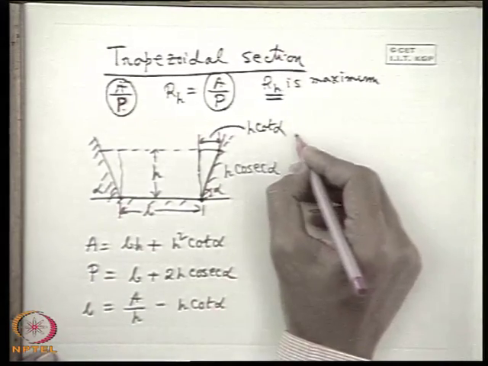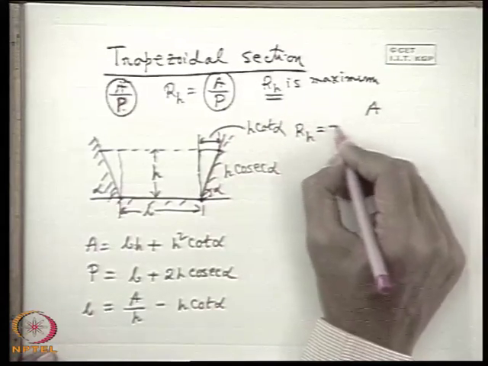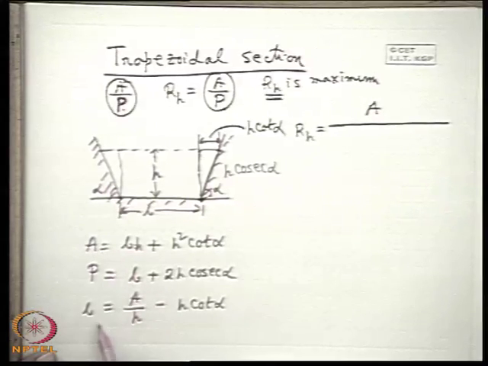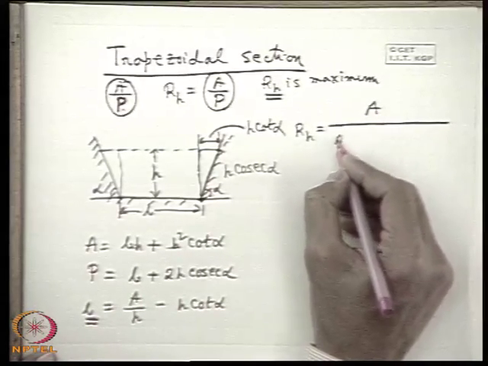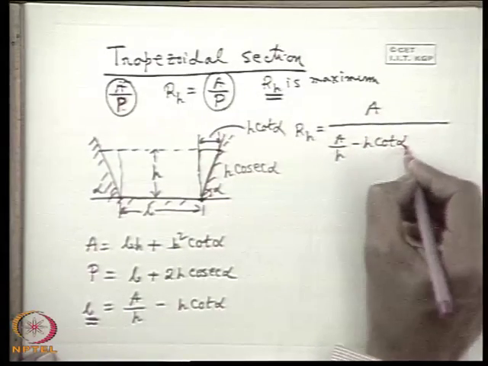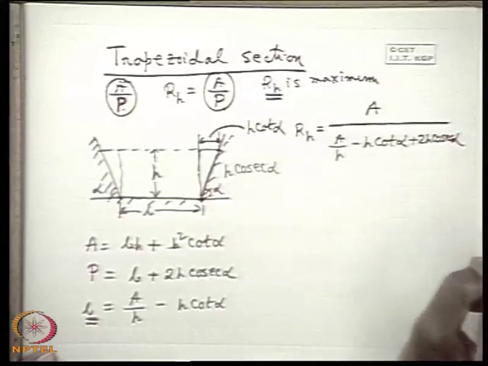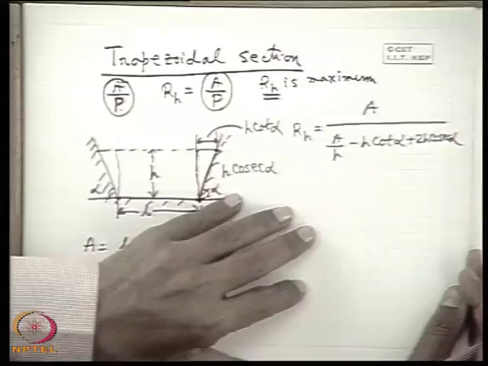Now I can write RH is equal to A by P. What is P? P is this one, but I replace B from this. That means I have eliminated B from this equation. The value of B from this equation is replaced here in P. That means RH is A divided by, A by H minus H cot alpha plus 2H cosec alpha. All right, so this is the value of RH.